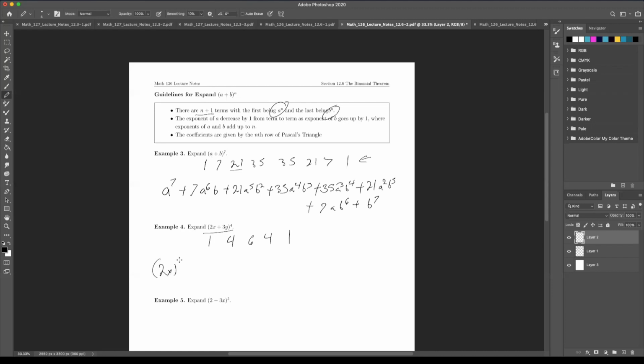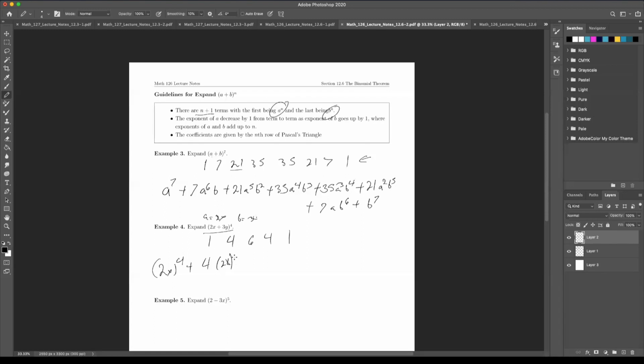So this would be (2x)^4 + 4(2x), because 2x is now a, right? A equals 2x in this case, and b equals 3y to the fourth. So this is 4.